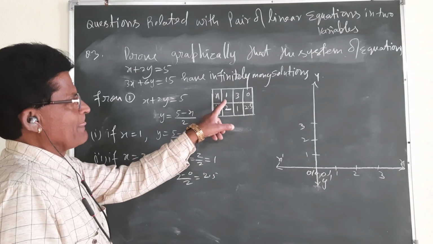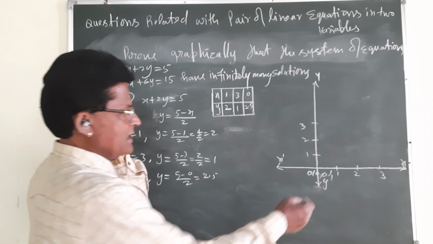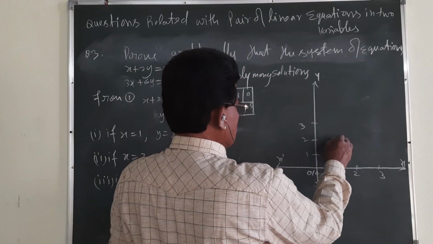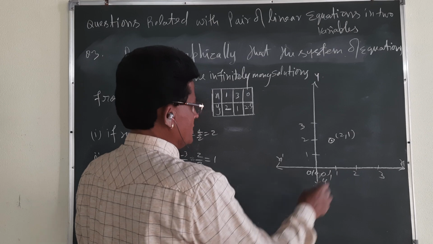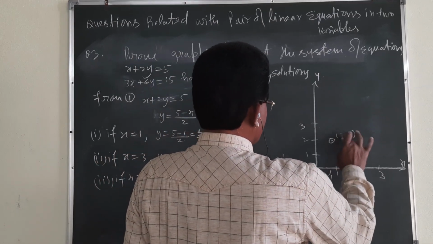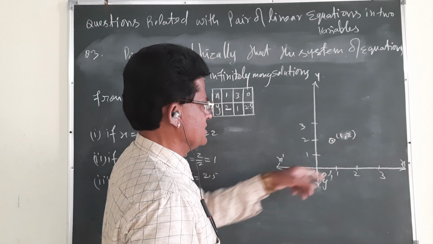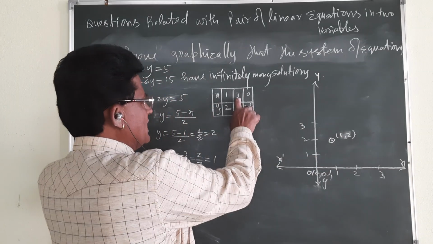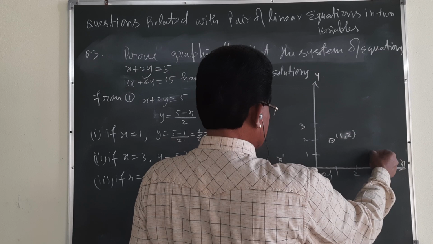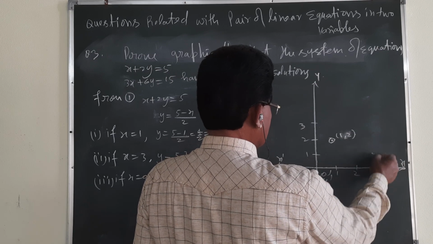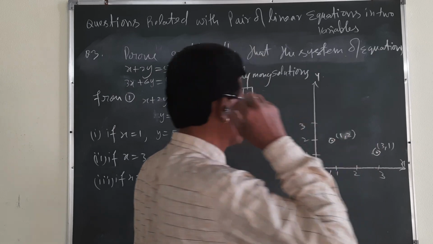First of all, on the x-axis I will take 1, on the y-axis I will take 2. Okay, this is 1 and this is 2. This point will be here, you see. X is 1 and y is 2. Okay, let me take the next value. X is 3 and y is 1. This point will be approximately here. X 3 and y 1. Okay.